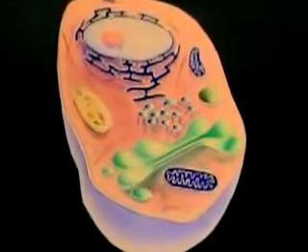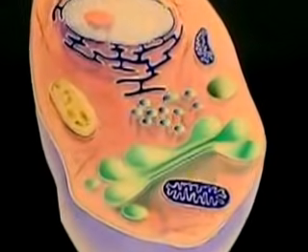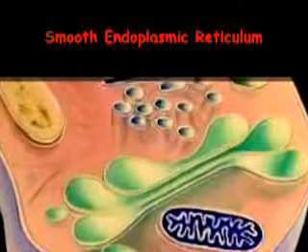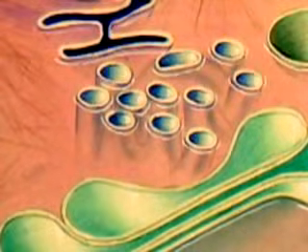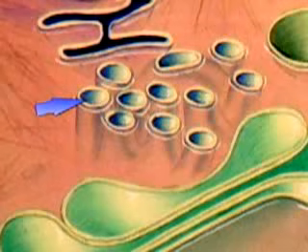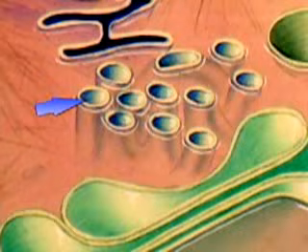Another type, called smooth endoplasmic reticulum, has no ribosomes attached to its surface, and thus appears much smoother than rough ER. Like rough ER, smooth endoplasmic reticulum serves as a storage area, mainly for proteins that will later be exported out of the cell.